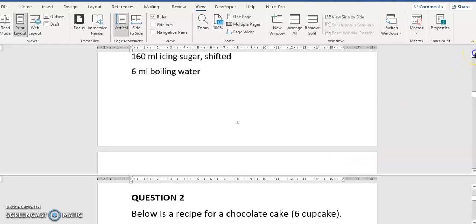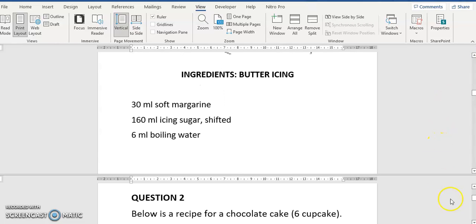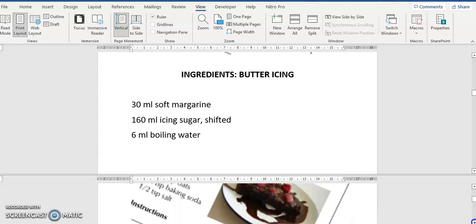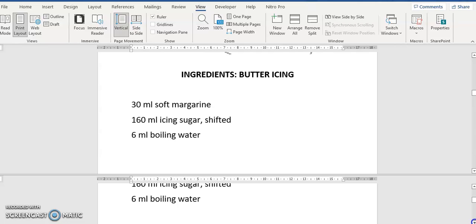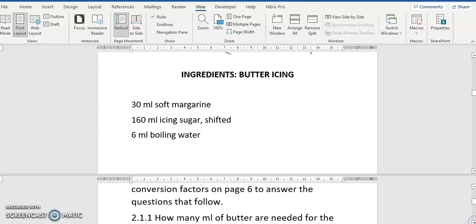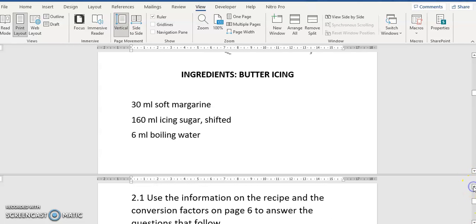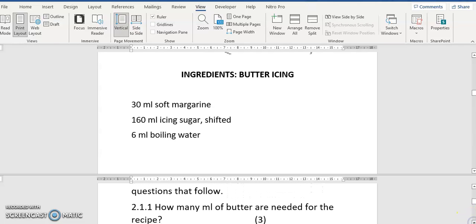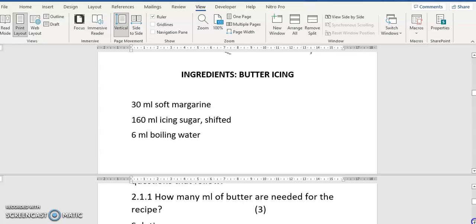Okay, so the first question says, use the information on the recipe and the conversion factor on page 6 to answer the questions that follow. How many milliliters of butter are needed for the recipe?